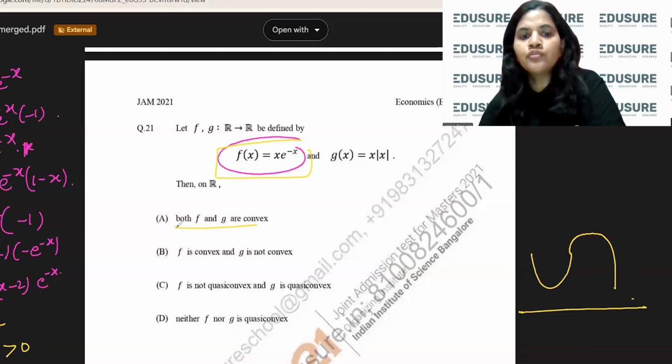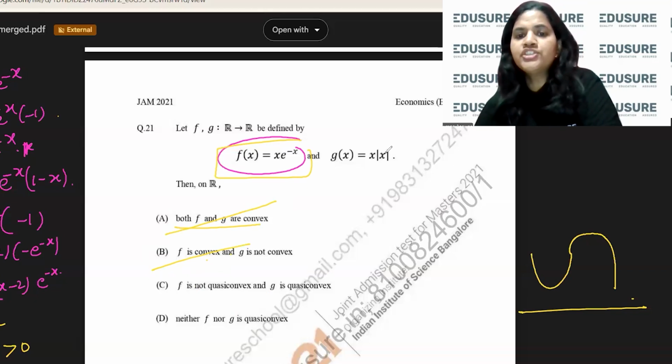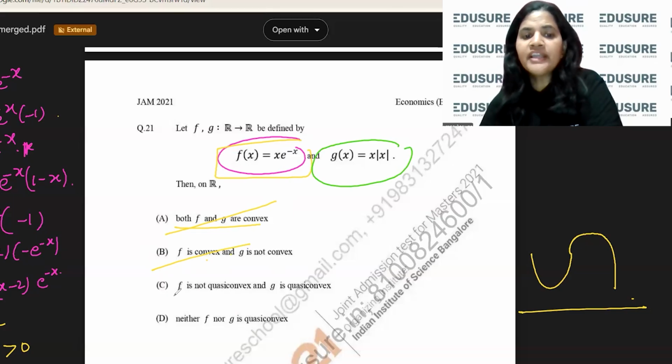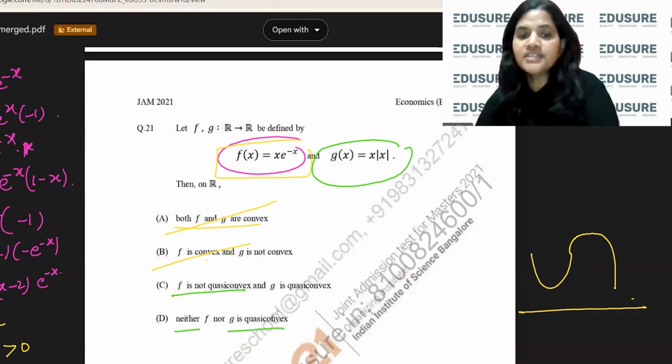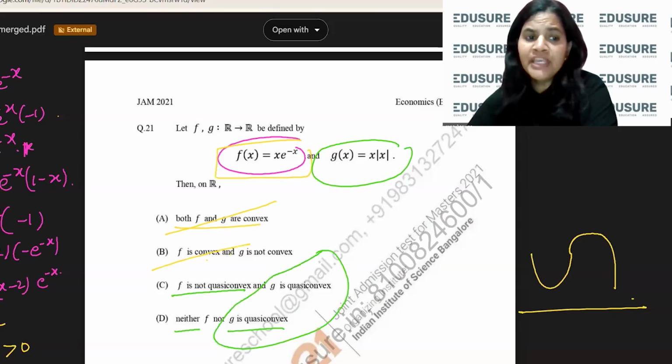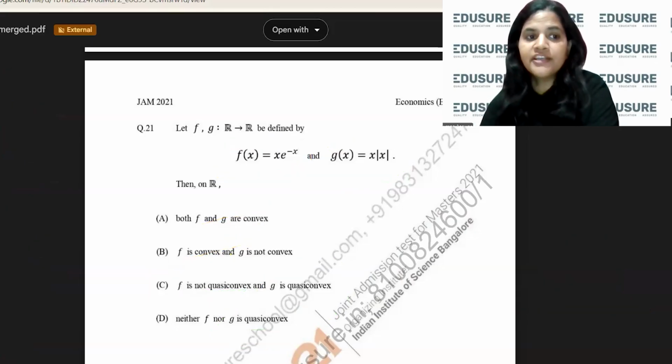So f and g are both convex. This is gone. f convex, g not convex. This is also gone. Okay, so a and b are gone. Okay, now we have to check the quasi-convexity. So let's go to g now, because in both these options it is given that f is not quasi-convex. And here it is given neither f nor g is quasi-convex. So the only thing that is differentiating both these options is the quasi-convexity of g. Okay, so I think we should now check g, with minimum possible effort. That is what is needed to solve this question.